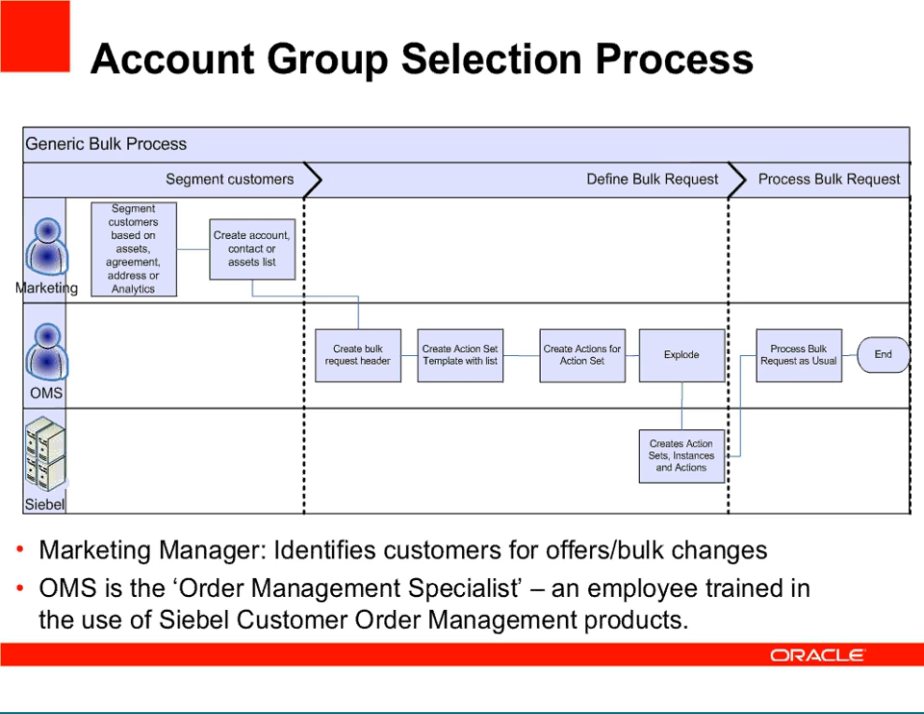Let us look at the process flow. Again, in this we have two actors, the marketing manager and the OMS, the order management specialist. The marketing manager identifies the customer based on assets, agreement, address, or data from analytics. Creates account, contact, or asset lists. The details are shared with the OMS, who creates the bulk orders header. The OMS also creates the action set template with list. It also creates actions for action sets. Then clicks on the Explode button. The application creates the action set instances and actions. The OMS then validates and submits the bulk request.